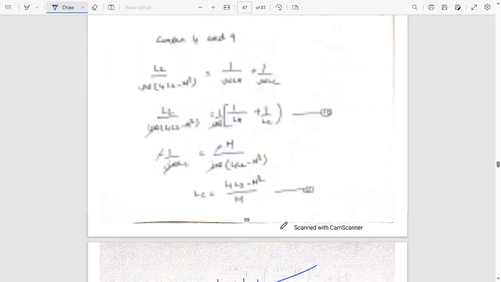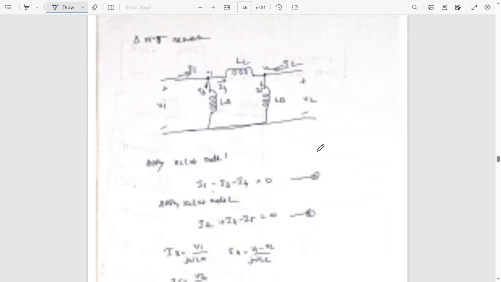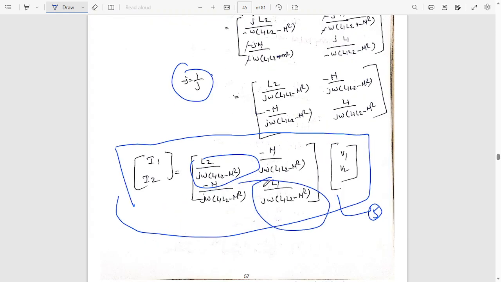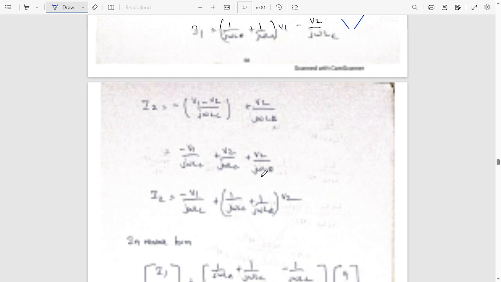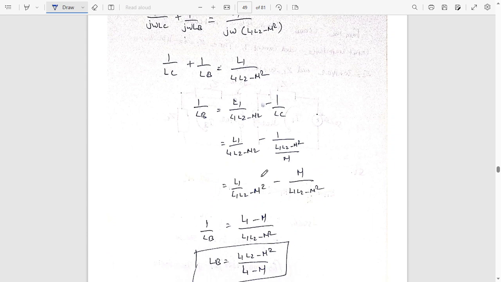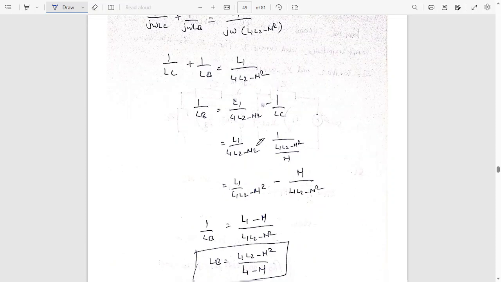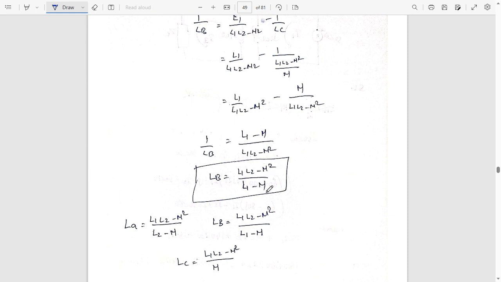Similarly I need to find out what is LB. For finding LB, what I need to do? I have to equate this with this. These two should be equated. So 1 by j omega LC plus 1 by j omega LB equal to L1 by j omega into L1 L2 minus M square. I can cancel this 1 by j omega, which is on both sides. So 1 by LC plus 1 by LB. I can get 1 by LB equal to, 1 by LC can be taken to the right hand side, and substitute the value of LC. So I will be getting LB equal to L1 L2 minus M square by L1 minus M.